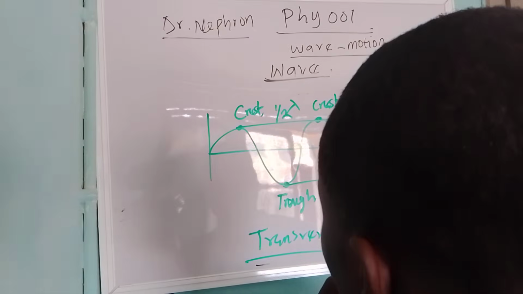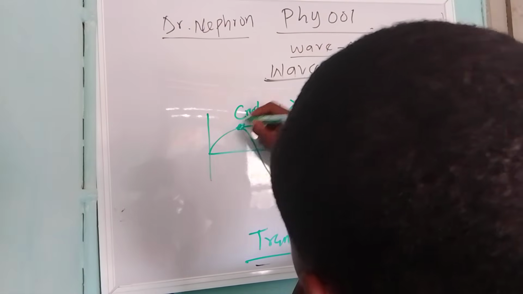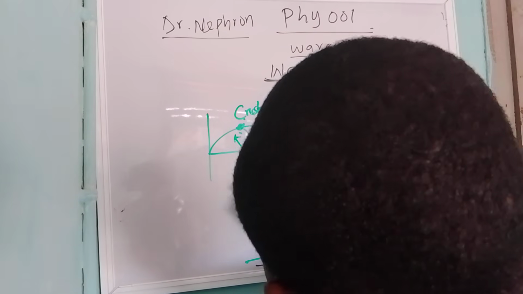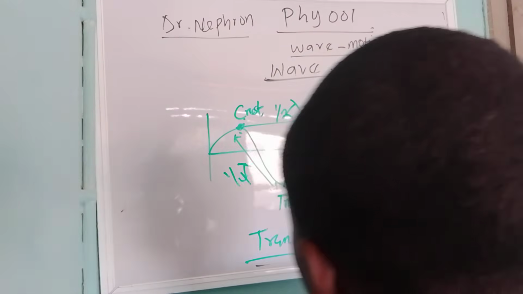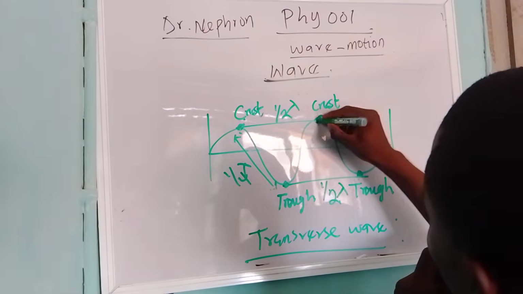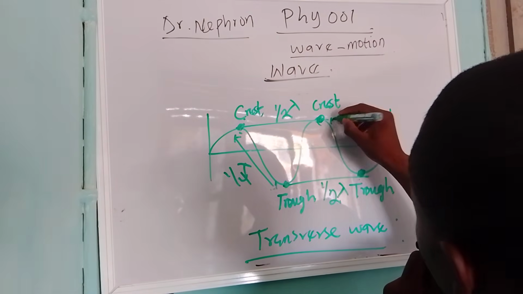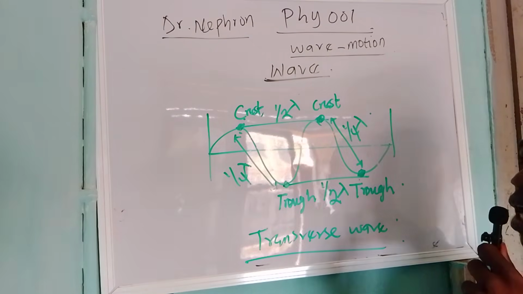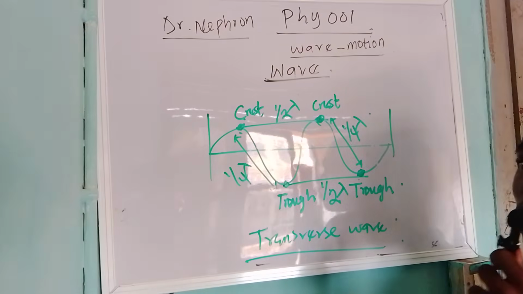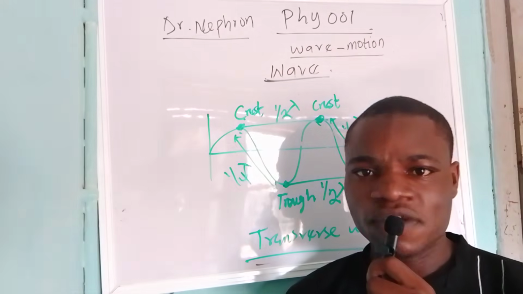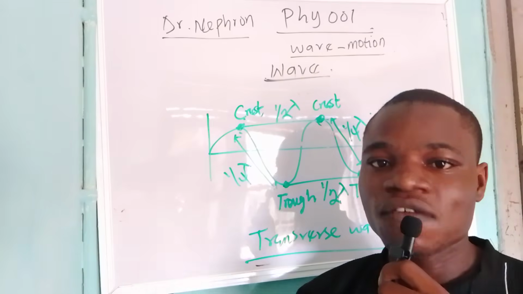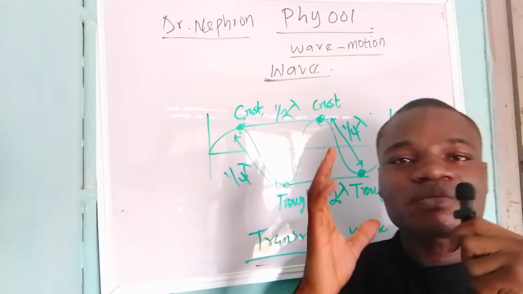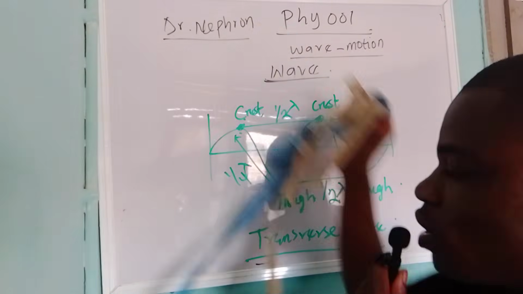But from the crest to the trough, from here to here, what will it be? It will be 1 over 4 lambda. I told you. Also, from this crest to this trough is 1 over 4 lambda. So I already gave you that. So crest and trough are found on the transverse wave. Now, let's quickly talk about the electromagnetic wave.